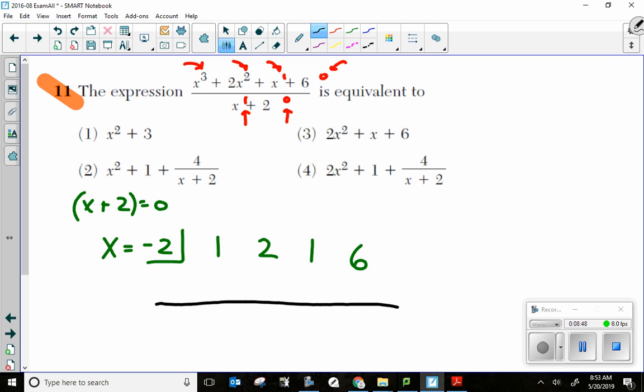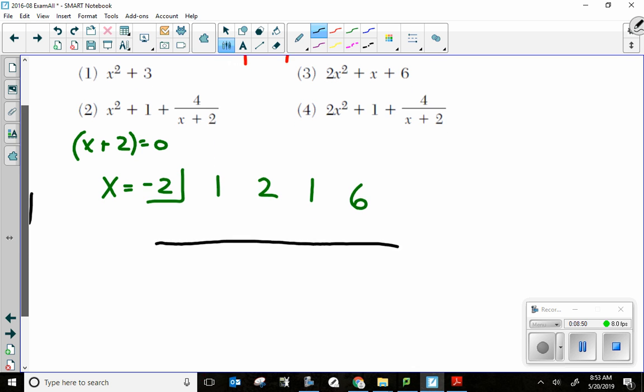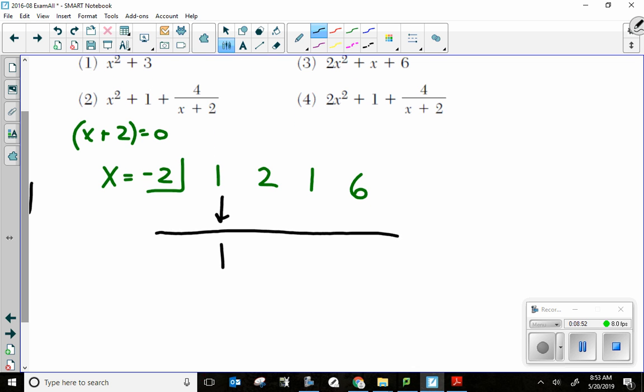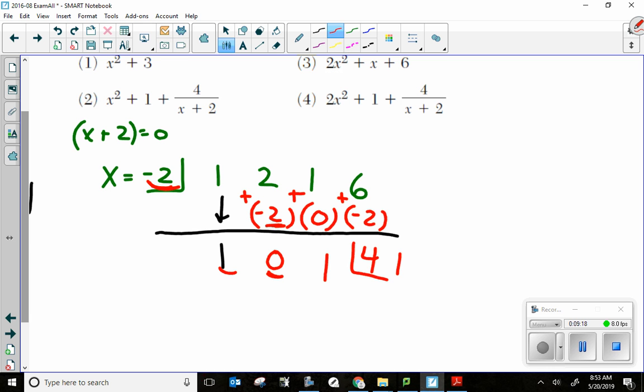I draw my line. Always start by dropping the first term, and then it's multiplication, addition, and so forth. Negative 2 times 1 is negative 2, and I add them. I always take my products here and I add them. 2 and negative 2 is 0. Now I multiply negative 2 times 0, and I get 0. I add them. 1 and 0 is 1. Negative 2 times 1 is negative 2. When I add them, I get 4. This is my remainder. My remainder is positive 4.